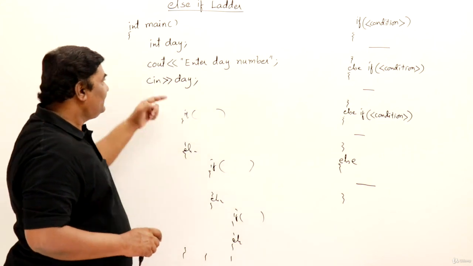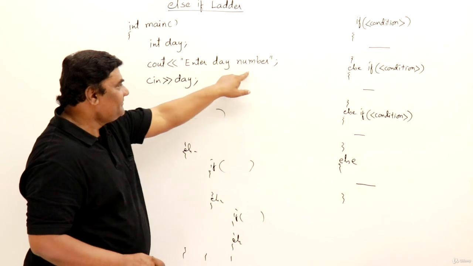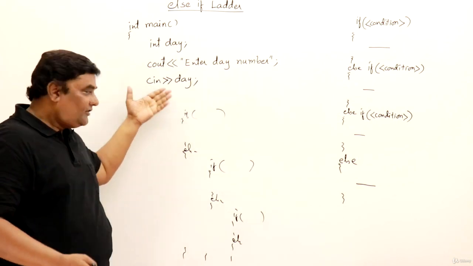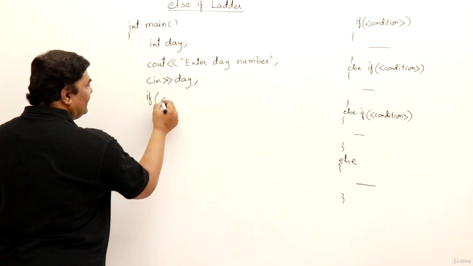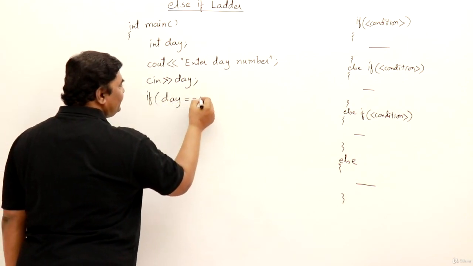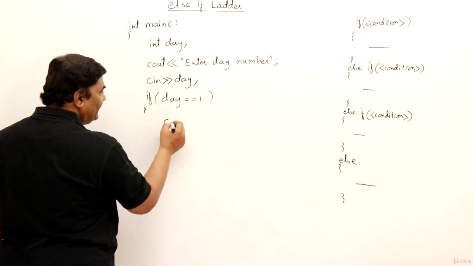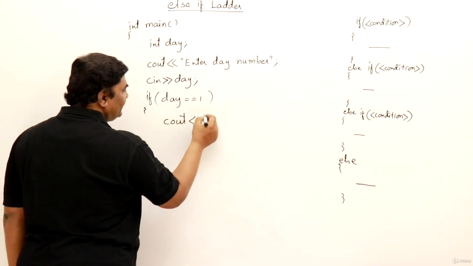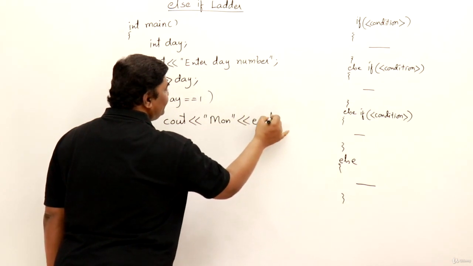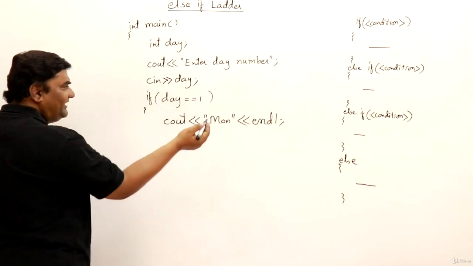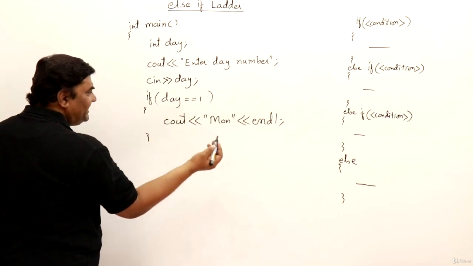For that, I already have the main function written here. The day variable is already there. Enter day number is there. Then reading day. Now here, I will write the conditional statement. So I'll remove this and write down. If day is equal to 1, this has to be exactly equal to 1, so the equal to symbol is used. Then here I will say cout Monday. Endl means go to the next line. If at all you require, you can write that. Otherwise you can skip it. We are going to just display one day.